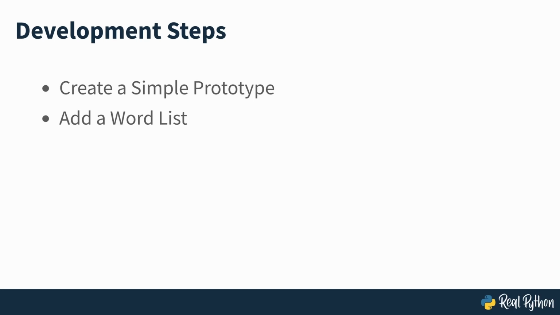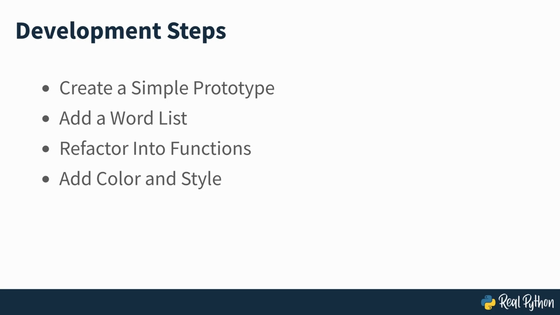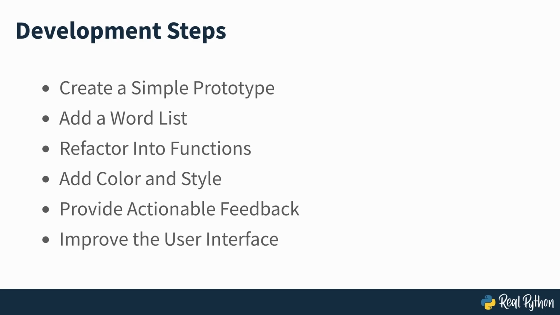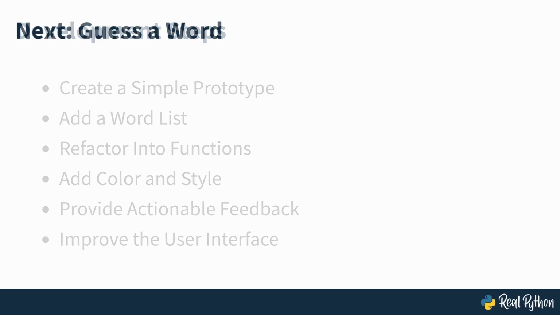Making the game more interesting by including a list of words that the game randomly chooses from. Refactoring the code to use functions, adding color and style to the game using the Rich library, providing actionable feedback to your users when they play the game, and improving the user interface by adding the status of all the letters in the alphabet. As you work through the course, you'll see how you can start with a small idea and grow it into a full-featured application. After all, that was Wordle's journey, and in the next section of the course, you'll start yours.